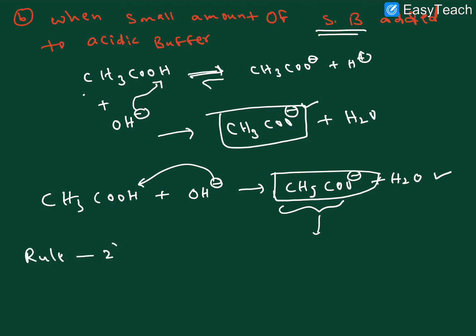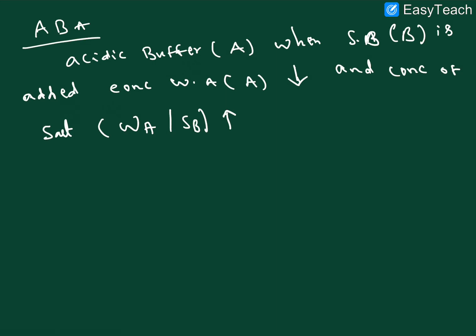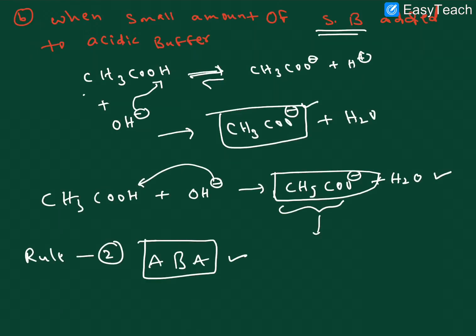Here is the simple trick, rule 2: A B A, triple A. Let me explain what the ABA is. The first A is acidic buffer, and when we add the strong base, that is the capital B here, there is another A, the concentration of acetic acid decreases. So that is what we are seeing here.